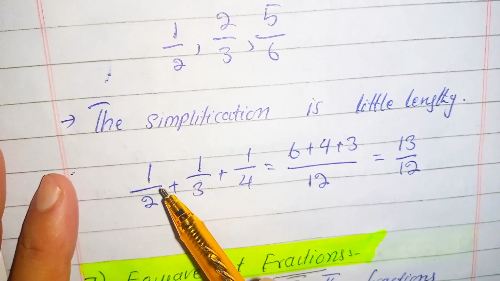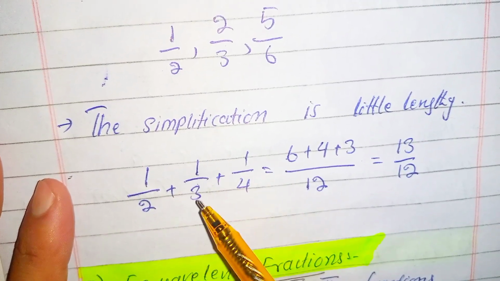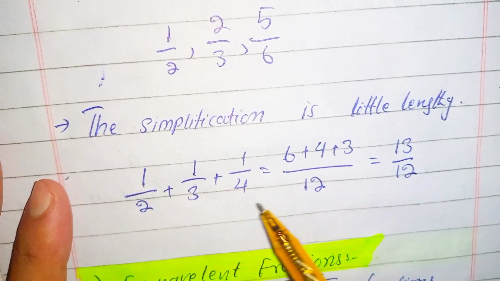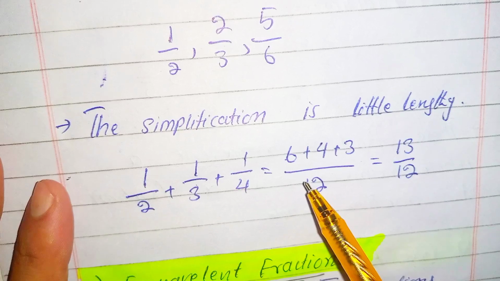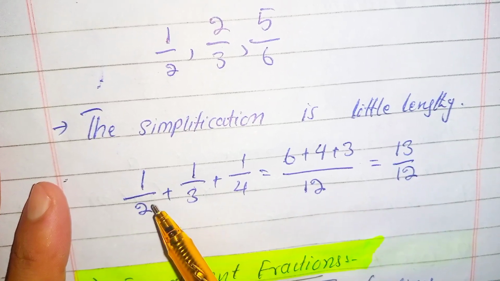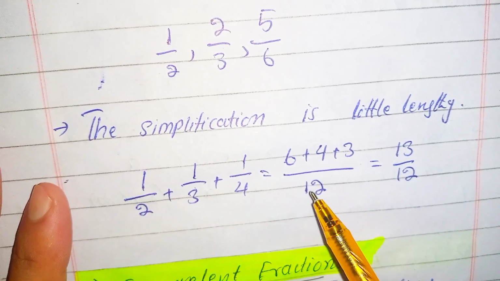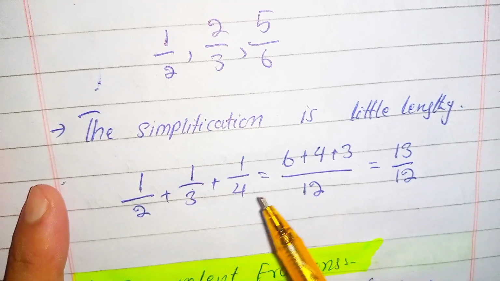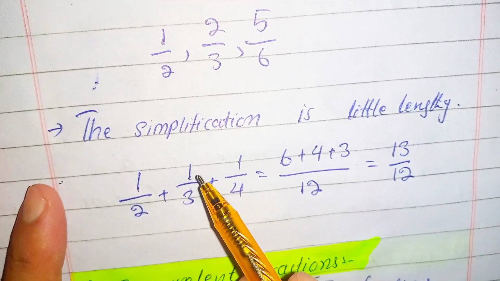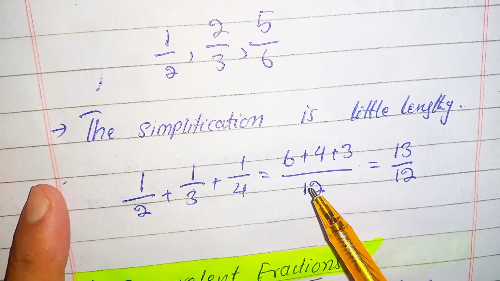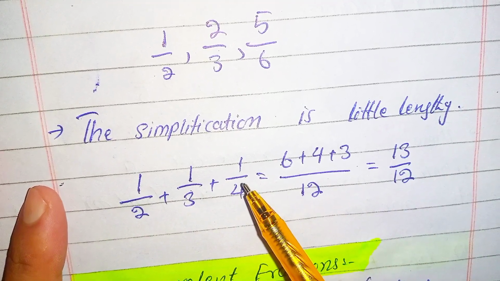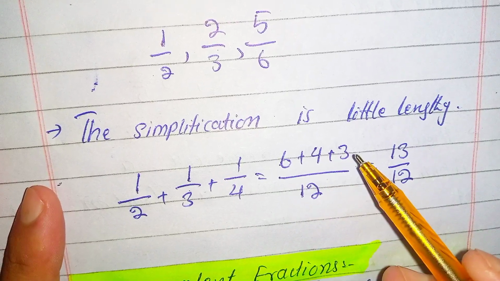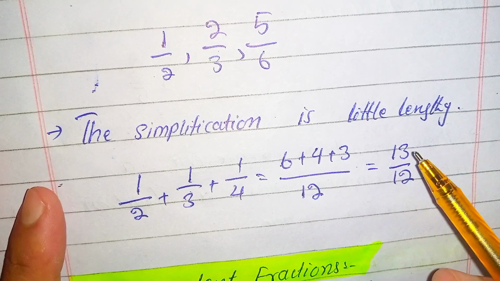Just like if we are adding 1 over 2 plus 1 over 3 plus 1 over 4, then we have to take the LCM of these numbers, which is equal to 12, and then we will divide this 12 by this 2 and multiply it by 1. So 12 divided by 2 is equal to 6, multiplied by 1 is equal to 6. 12 divided by 3 is equal to 4, multiplied by 1 is equal to 4. 12 divided by 4 is equal to 3, multiplied by 1 is equal to 3, right? So 6 plus 4 plus 3 over 12 is equal to 13 over 12.